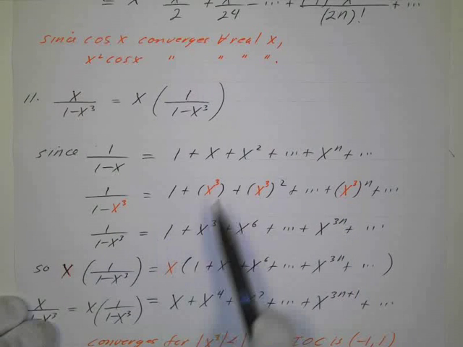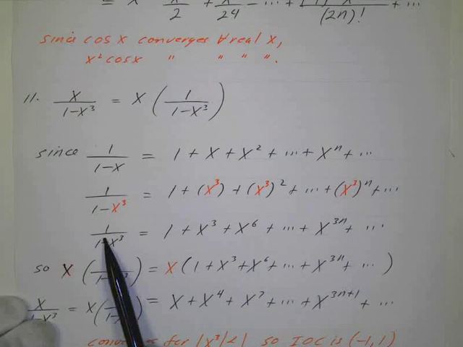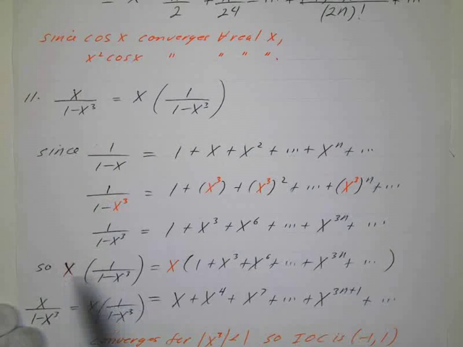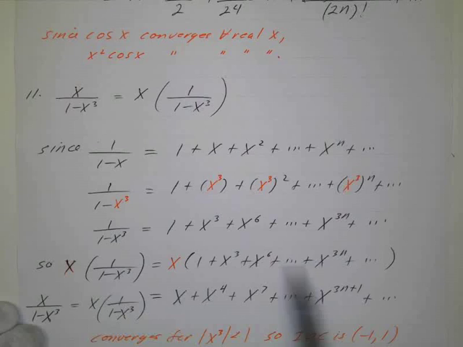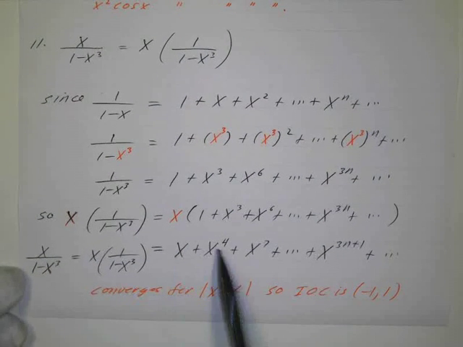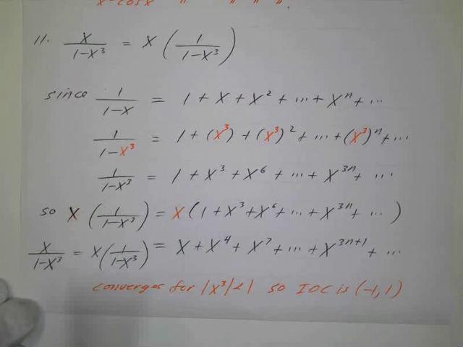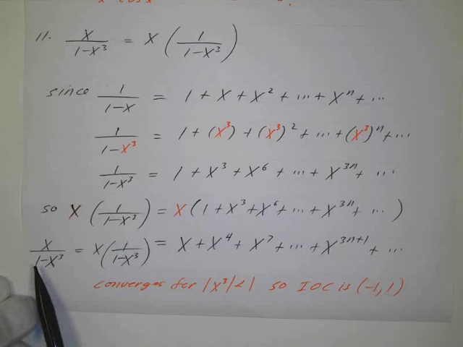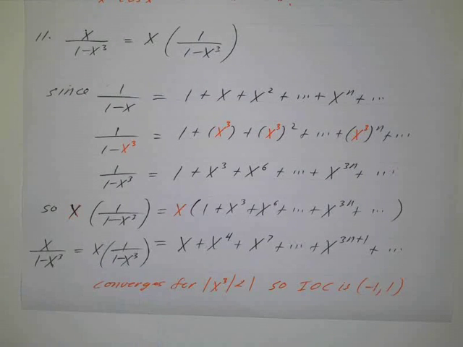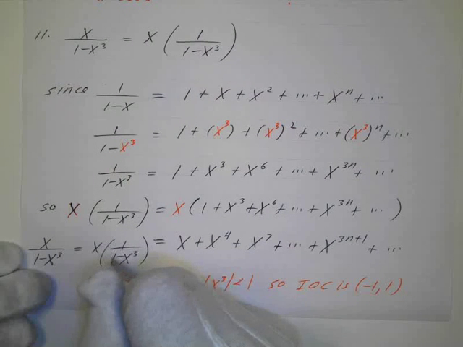That's my general term, and then that's going to be x cubed, x to the sixth, and x to the 3n. So that gives me this, but I want this, which I need to multiply by x. So I'll multiply every term here by x, and that becomes x to the fourth, x to the seventh, and if I'm multiplying by x, I just add 1. So x over 1 minus x to the third, which is the same thing as x times 1 over 1 minus x cubed, equals that. So there's your series.